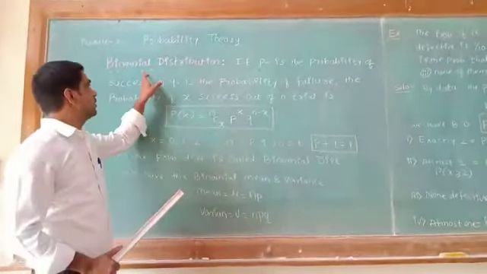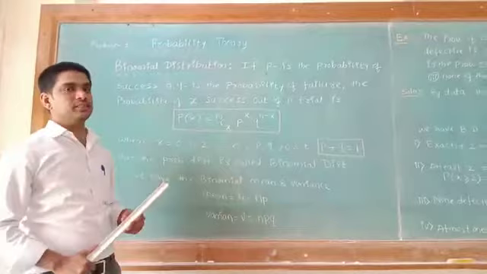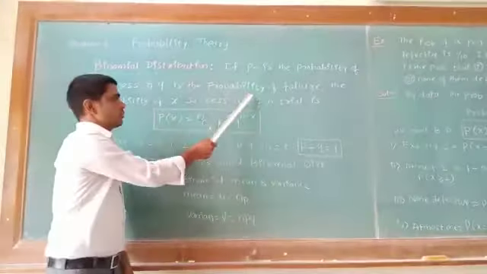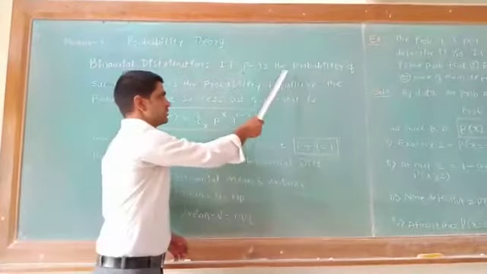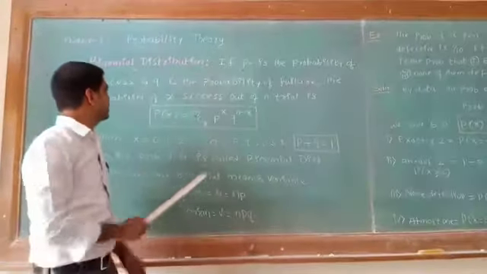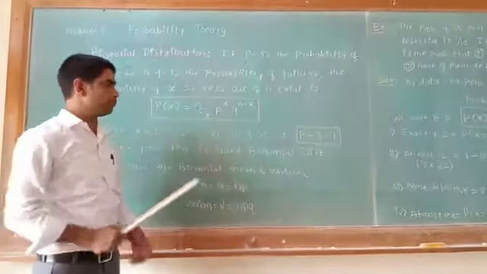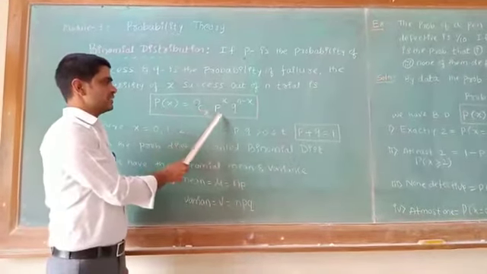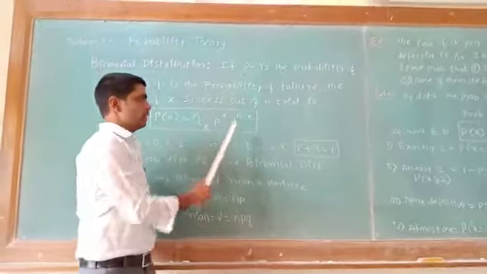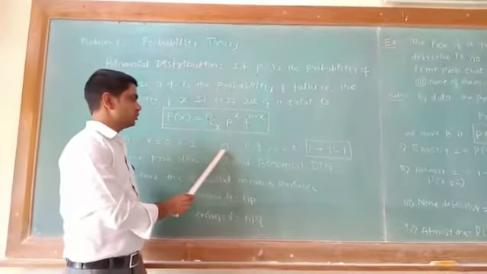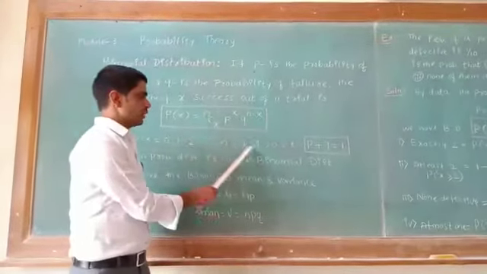So the binomial distribution is: if P is the probability of success and Q is the probability of failure, then the probability of X successes out of n trials is P of X is equal to nCX P raised to X, Q raised to n minus X, where X starts from 0, 1, 2, 3 and so on to n.